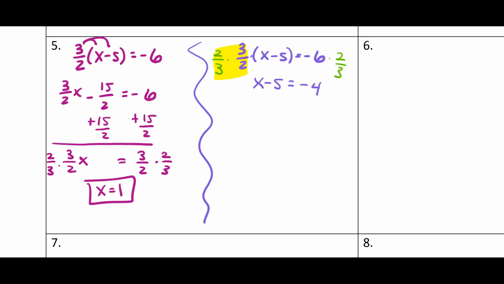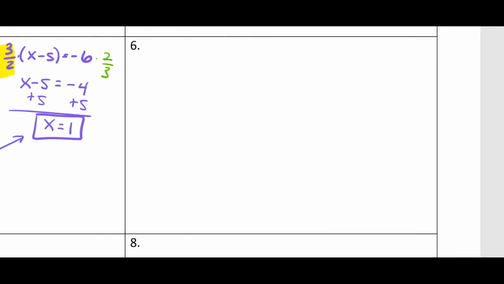So now this is a little bit simpler problem. We can add 5 and x equals 1. Same answer, a little bit quicker way. Now I will warn you, this only works if you only have distribution on one side. If we had any like terms that we had to add or subtract to this, it wouldn't work, so be careful.